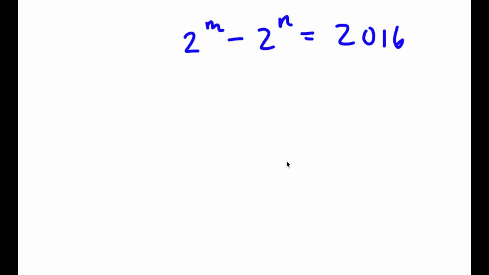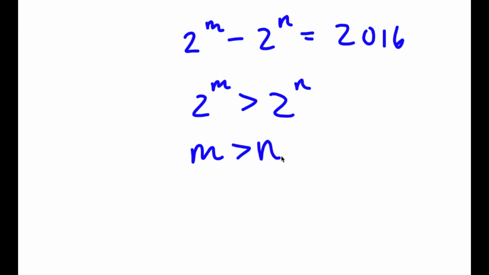Alright, so in this problem, I have 2 to the power of m minus 2 to the power of n is equal to 2016. So at first glance of this problem, I know that 2 to the power of m is greater than 2 to the power of n. Because if 2 to the power of m was less than 2 to the power of n, then this would not be a positive number, this would be a negative number. So if 2 to the power of m is greater than 2 to the power of n, then this also means that m is greater than n, because they're both the same base.